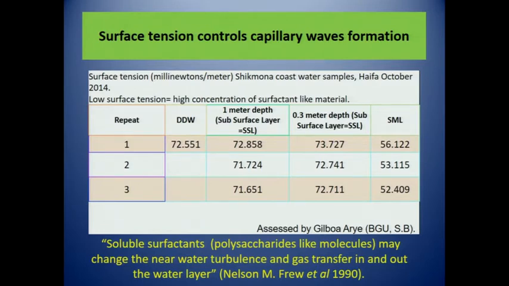Another phenomenon that is highly related to surface tension is the creation of capillary waves. Capillary waves are small ripples, if you like, and those are by far the most abundant waves in the sea. Far more than the tsunami waves or the 1 meter wave.